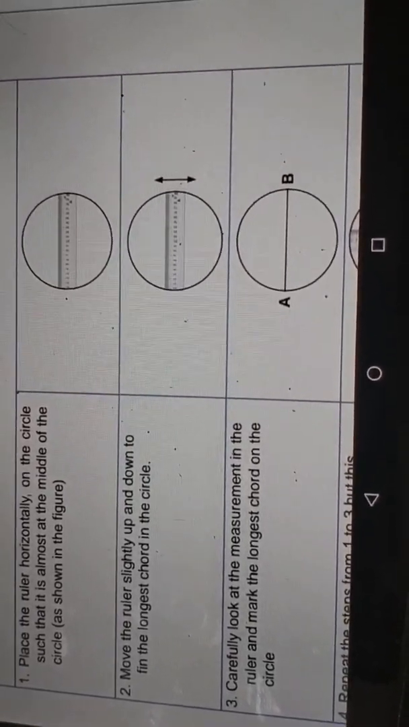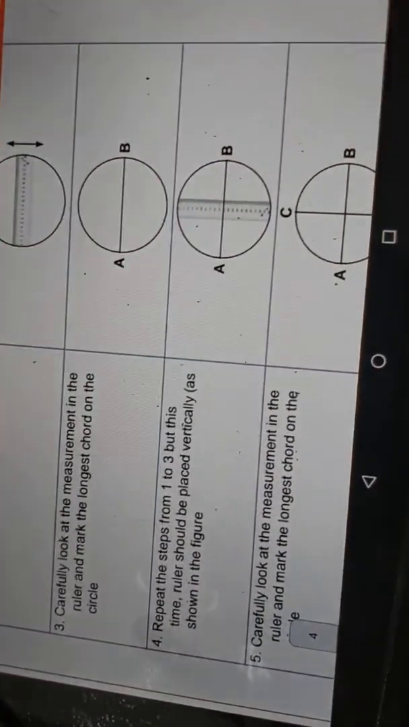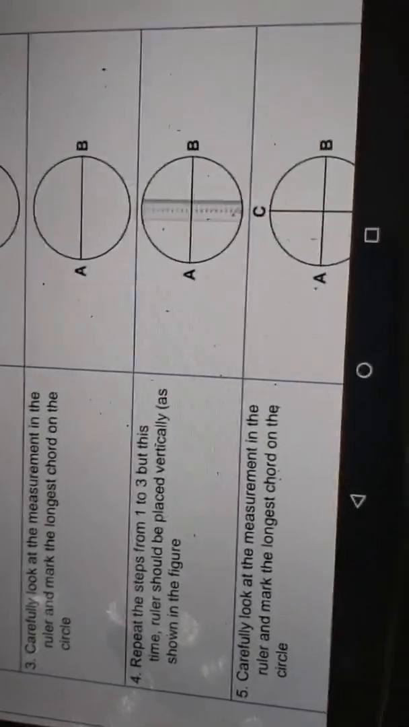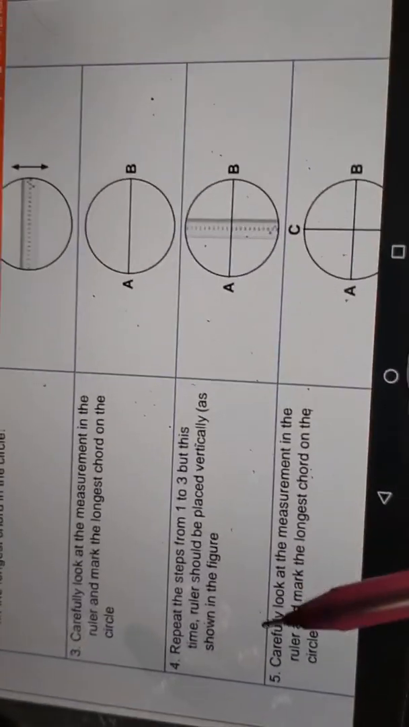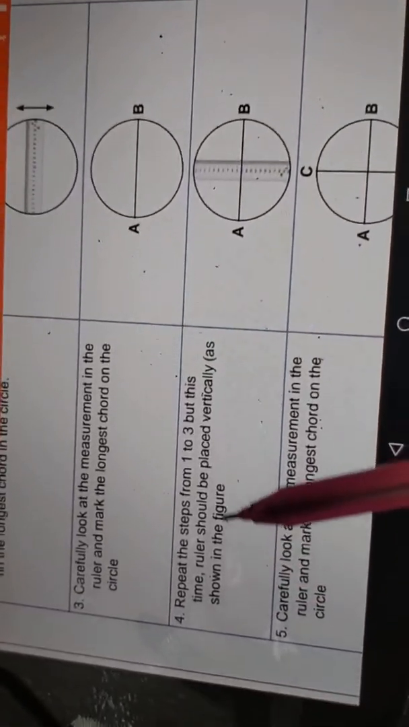Okay students, I hope your work is complete. Now next, we have to repeat the steps from first to third, but what we have to do is the ruler should be placed vertical.